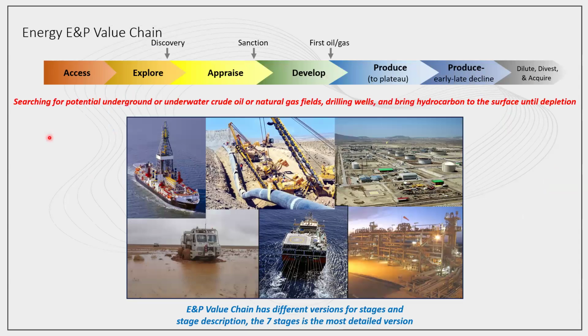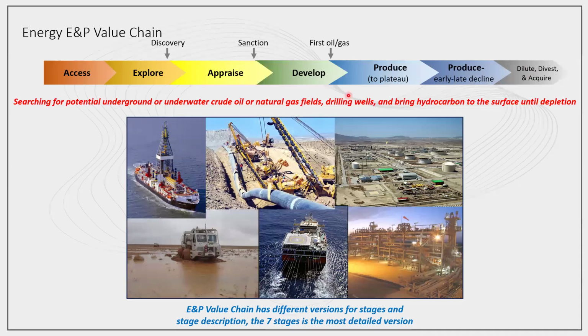We call it the E&P value chain, because it's called exploration and production. It consists of 7 stages, from access up to the divesting, or as we call it, the depletion of the finding. This is maybe the most detailed version. There are a lot of versions of the E&P, and some of them are merged together.